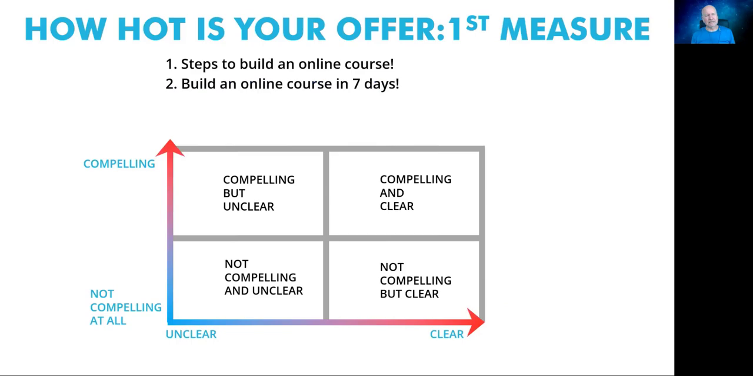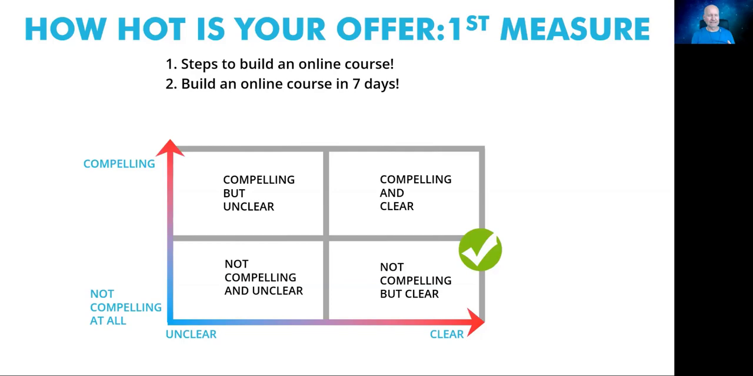So then we said, well, what if it became build an online course in 7 days? Okay, so now it's got a bit of a promise attached to it. It's talking about build an online course and be online in 7 days. So that certainly was a little bit more enticing. It was clear and it went up a little bit. It became more compelling.